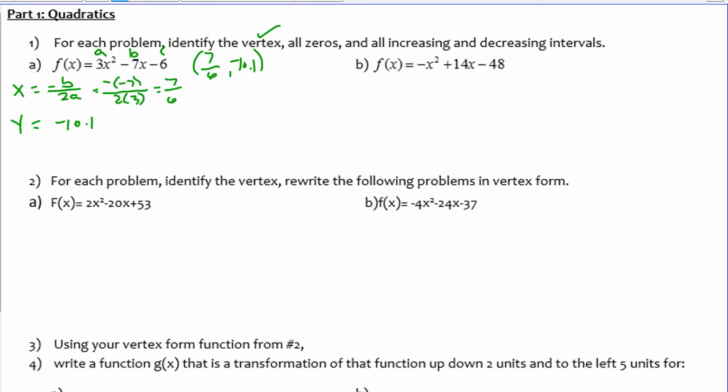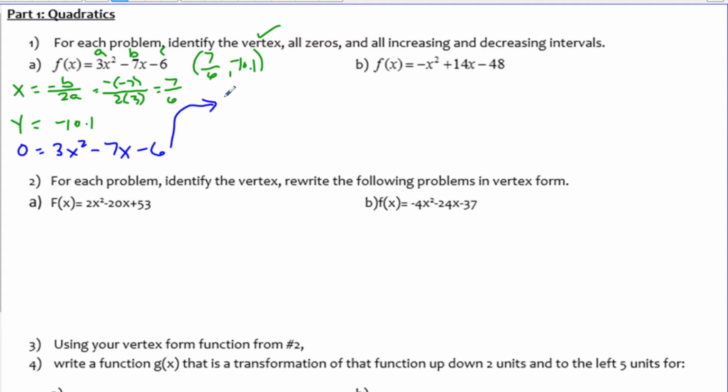Okay, all of the zeros. When I say all of the zeros, I really mean the x-intercepts, and every x-intercept has a y value of 0. So I'm just going to plug in a 0 right here and say 0 equals 3x squared minus 7x minus 6. What we're going to do with this one, this does factor. I'm running a little bit out of space, so we'll just bring it right here.